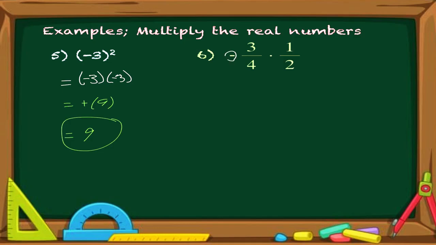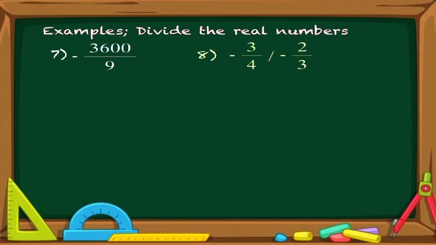And for this next problem, we have negative 3/4 times 1/2. So since there is an odd number of negative signs, I know my final answer is going to be negative, and I'm multiplying two fractions together, so I can just multiply straight across, giving me 3 times 1 and 4 times 2. So my answer would be negative 3 times 1 is 3, 4 times 2 is 8, negative 3/8 is my answer. And the last example is here.